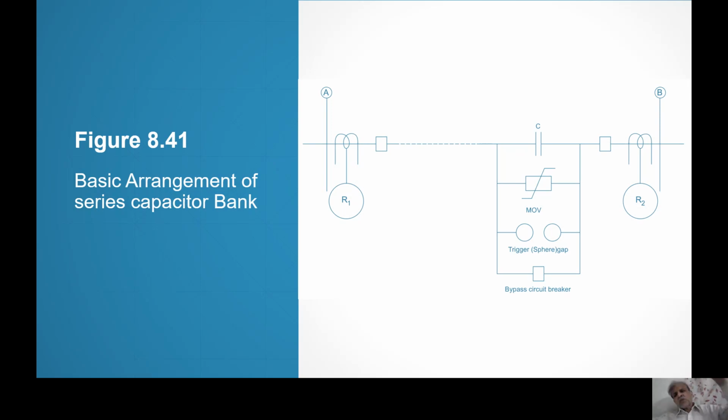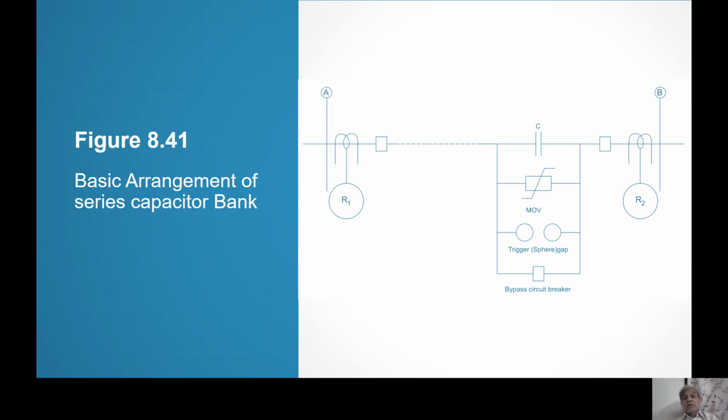And many times when light load is there or when there is no load, the capacitor is not required. So a bypass circuit breaker is also kept. So this is the whole arrangement of the series capacitor. It is not a single series capacitor that we are using.